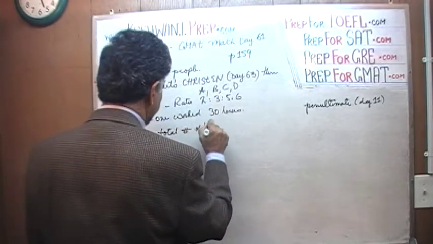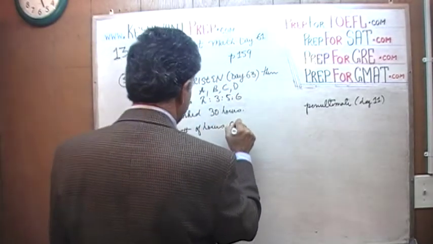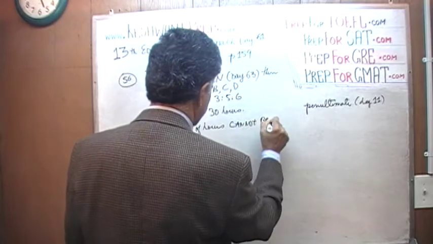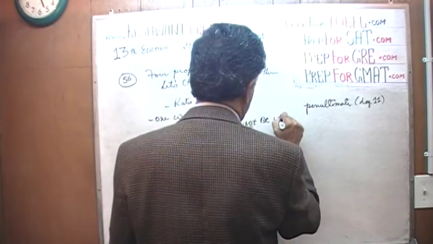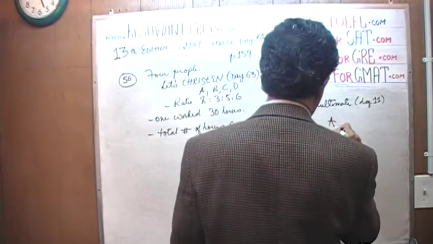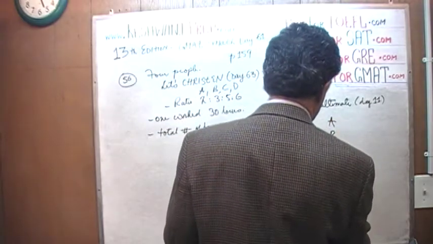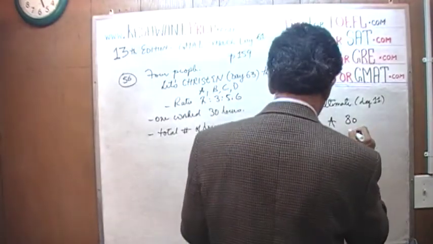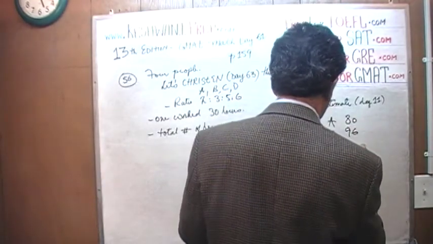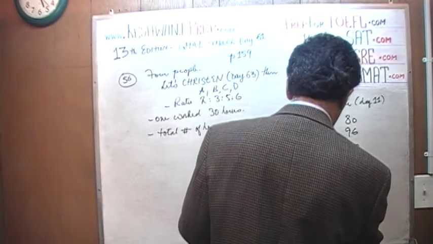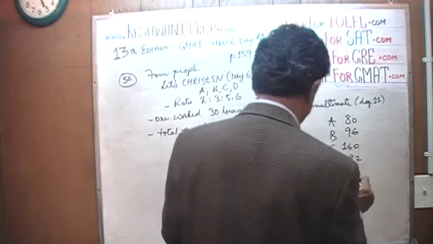number of hours? Which one cannot be it? And here are the choices: A, B, C, D, and E. A is 80, B is 96, C is 160, D is 192, and E is 240.